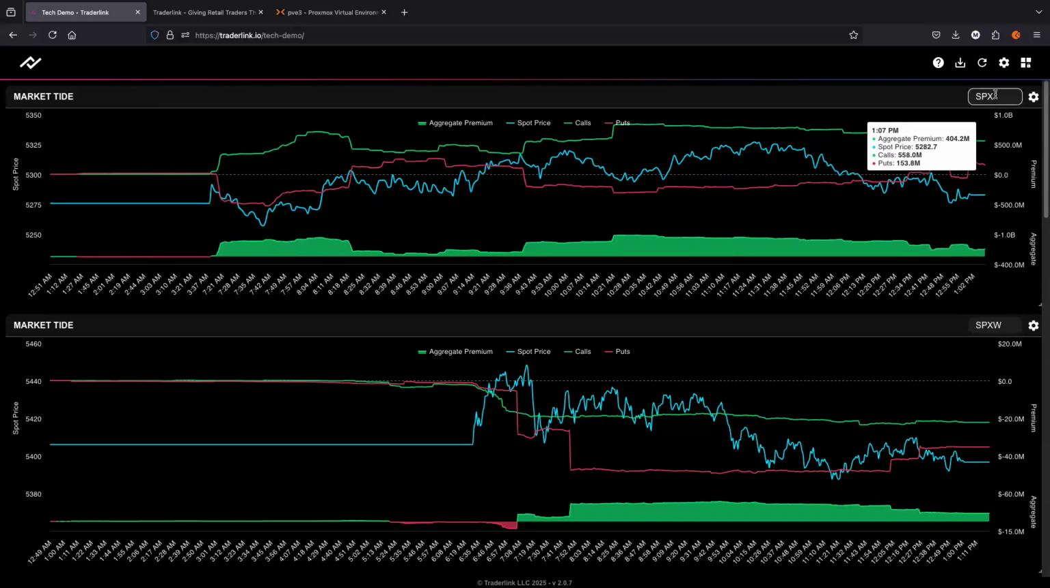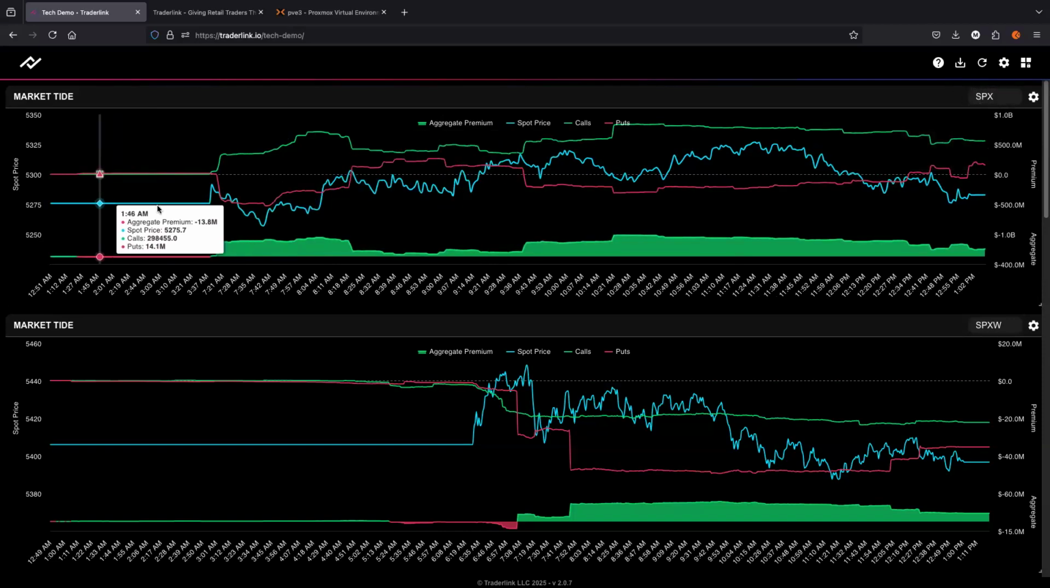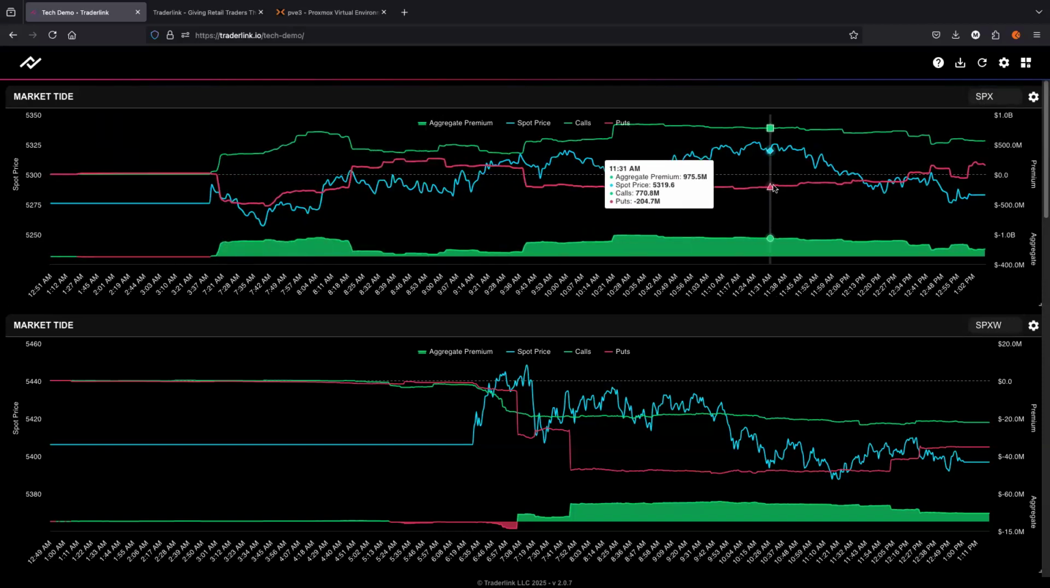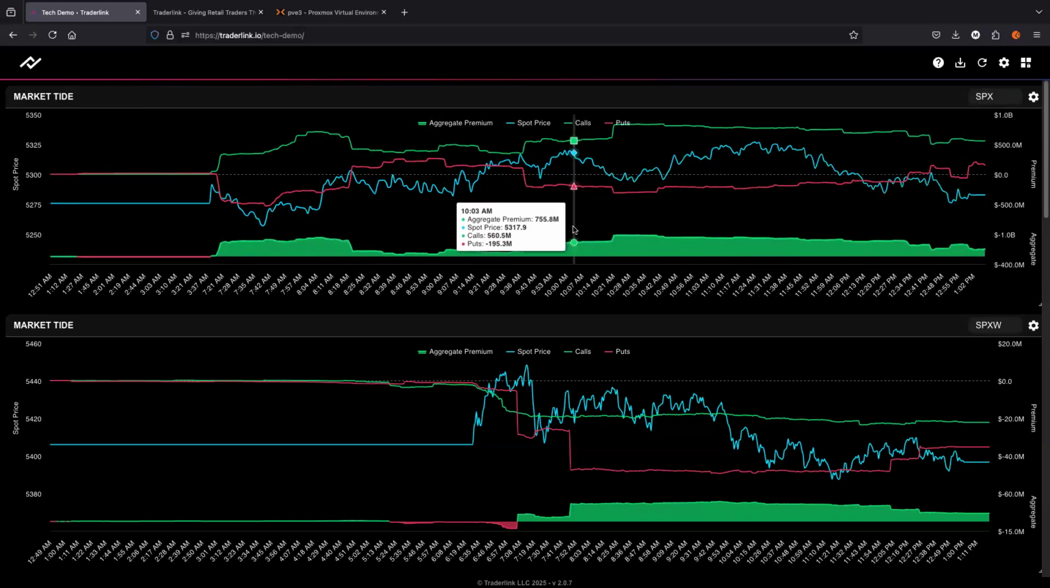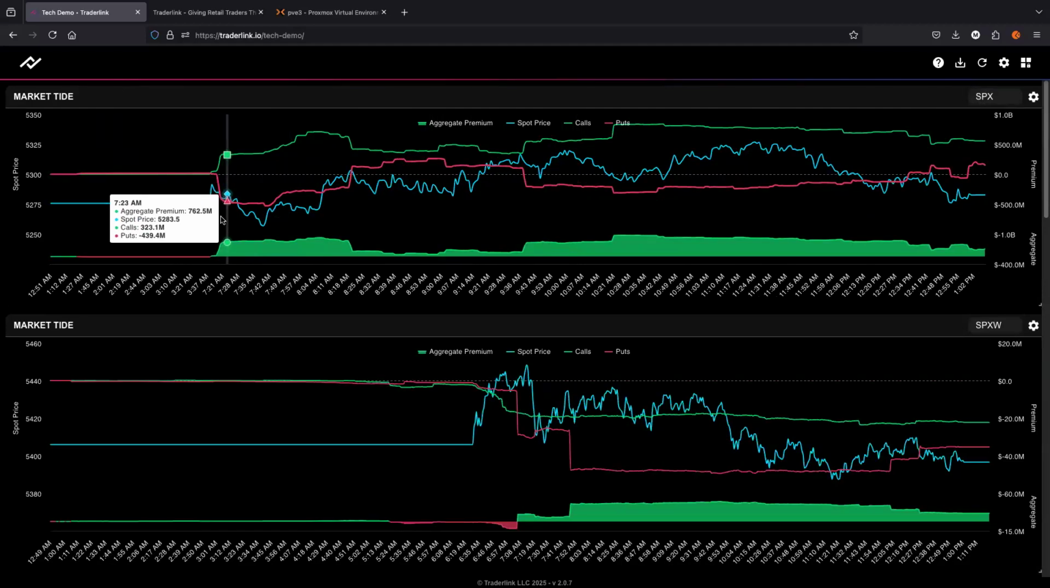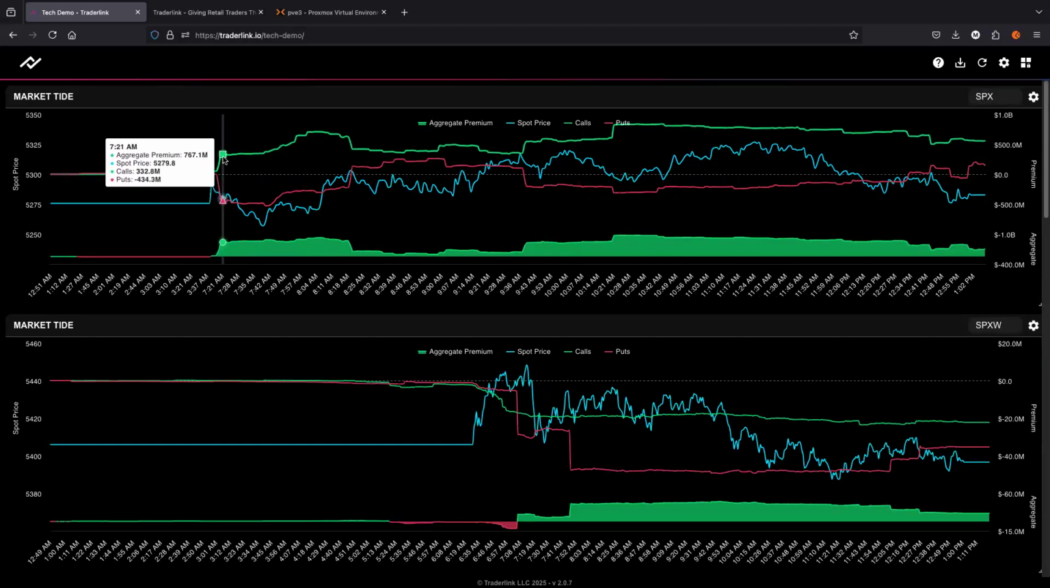So market tide can take any ticker that has options contracts, and all it's doing is mapping out buys and sells according to the bid and ask in relation to those contracts. When something is bought, the line goes up. Super, super simple to understand. In this instance, we have calls being bought, so the green goes up, and we have puts being sold, so that's the red.